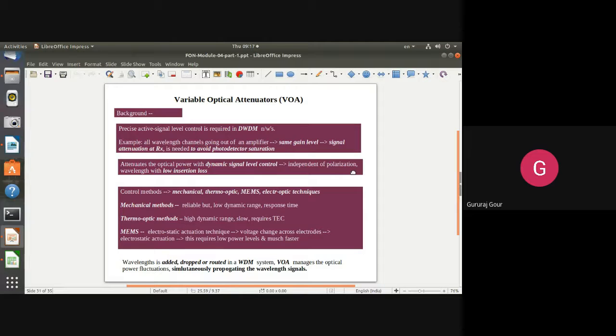So the control mechanisms, once again, as you have seen in the previous context, are MEMS technology actuation mechanisms.